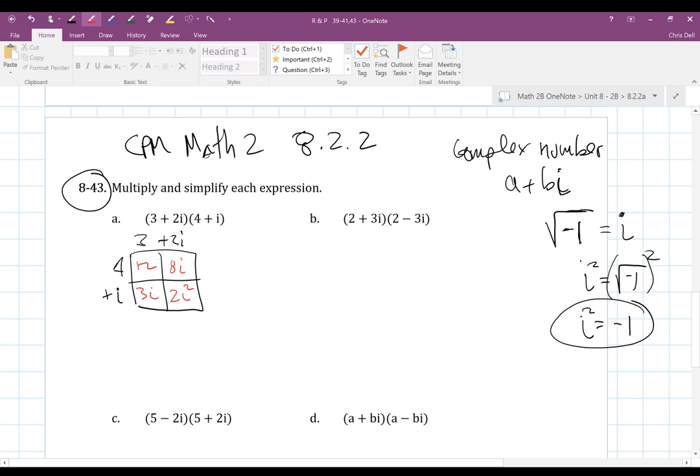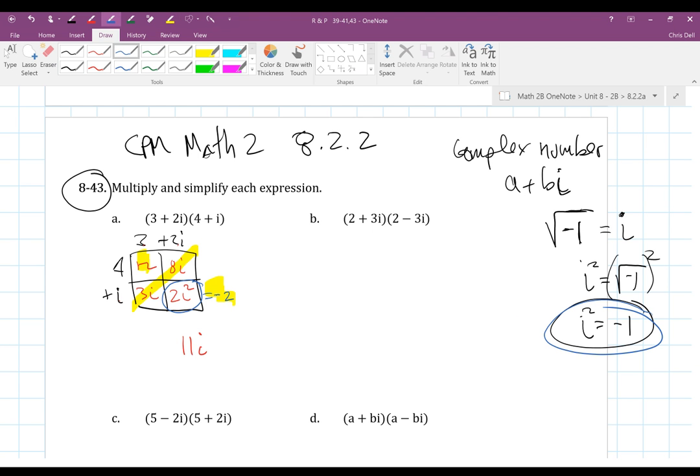And then we simplify by combining like terms. These two are the like terms, the i component, so a 3 and an 8 give me 11i. But then we've got to remember this 2i squared: since i squared is -1, that really is equal to -2. Now we can combine the 12 and the -2, our real component, and that gives me 10. So we end up with 10 plus 11i. That's my simplified complex number after multiplying those two complex numbers in A. So that's one of the methods.